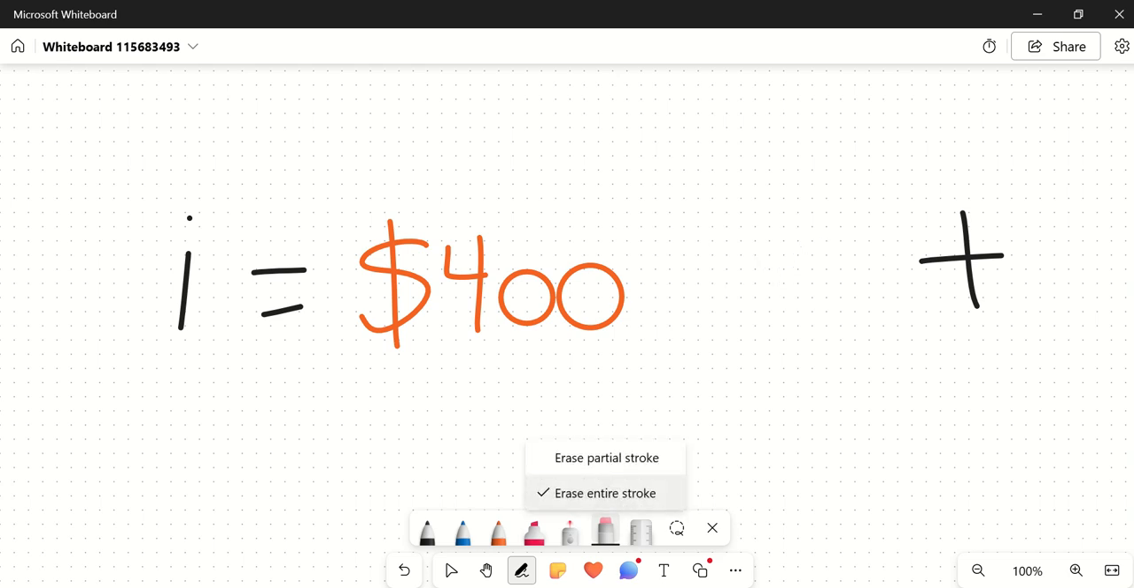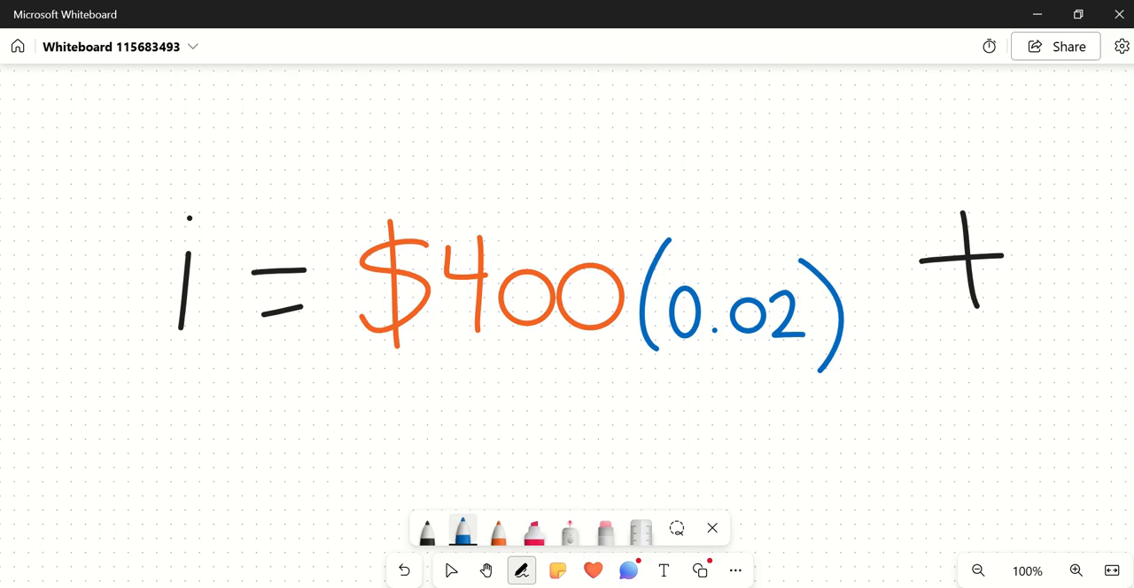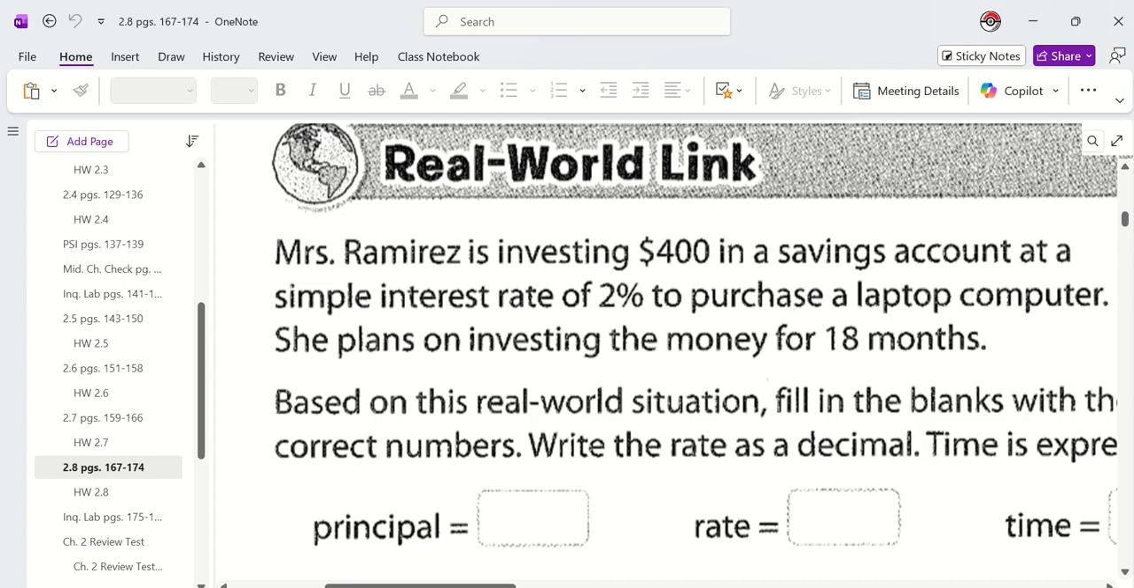So 2% as a decimal would be? So again, let me break this down. When I multiply this by this, the 400 by 0.02, it's basically me finding out what 2% of 400 is. What method is that, ladies and gentlemen? The decimal method. That's the decimal method. Because again, she gets paid 2% of the 400 every year that she leaves it in the account. The time is going to tell us how long she's getting it for. But again, they told us 18 months.